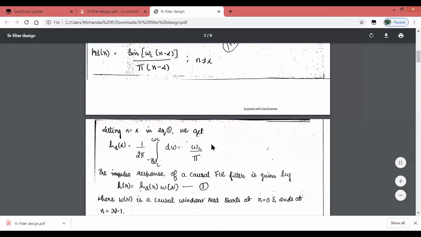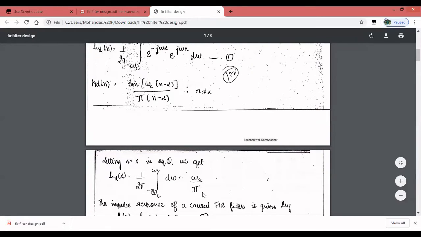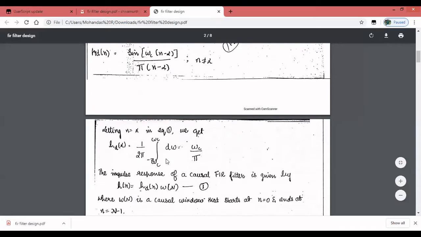That is nothing but, when n is equal to alpha, my h_d of alpha becomes omega c by pi. Okay, so we get two different equations: when n is not equal to alpha, it is sine of omega c into n minus alpha, divided by pi into n minus alpha. When n is equal to alpha, it becomes omega c by pi.